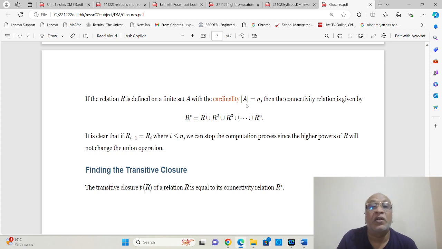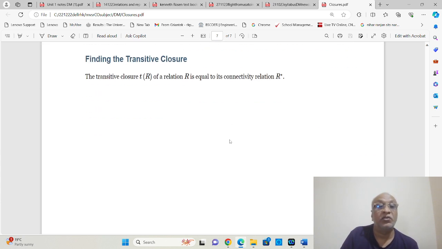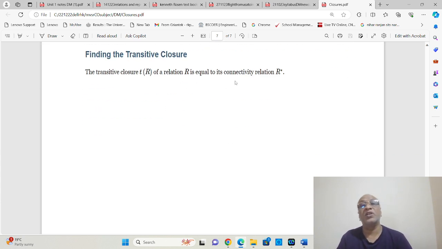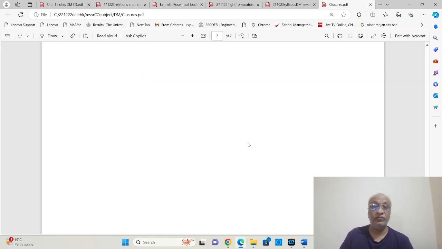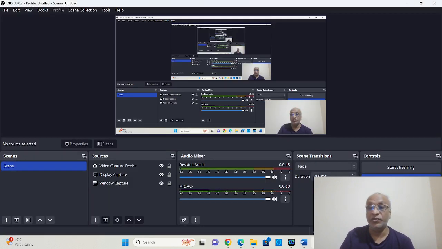Now the cardinality of the set A is say n. Then the connectivity relation is given by R star, which is equal to R union R square union R cube union up to R^n. What is a transitive closure? It is just the connectivity relation R star. So this is all about closures. Very simple examples which are derived from multiple sources. Thank you.